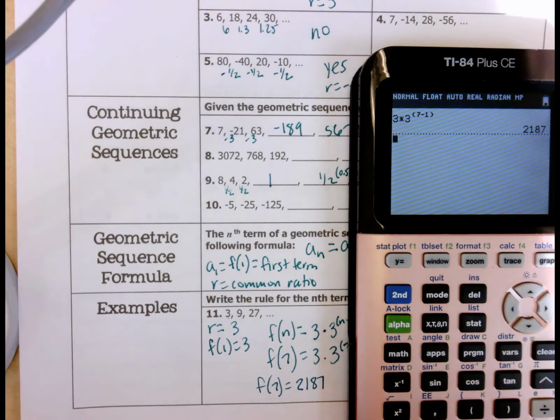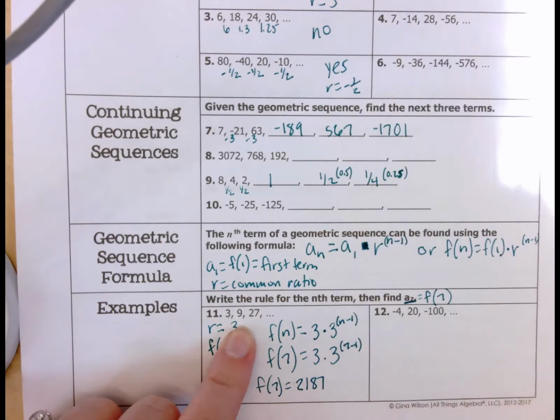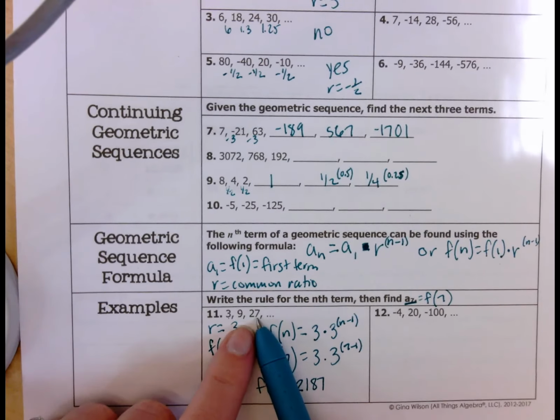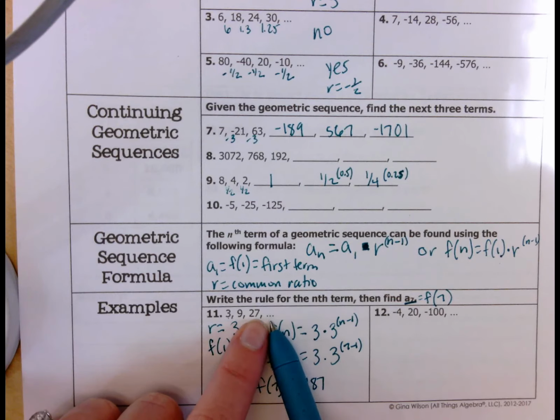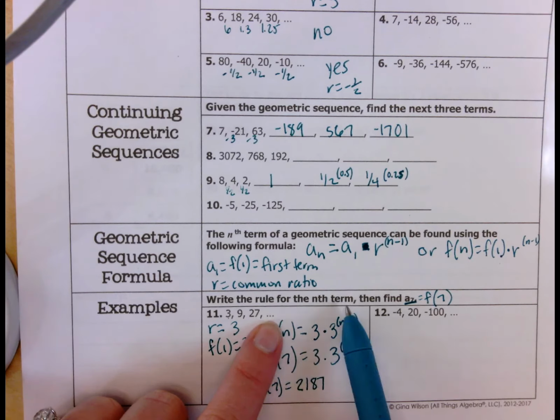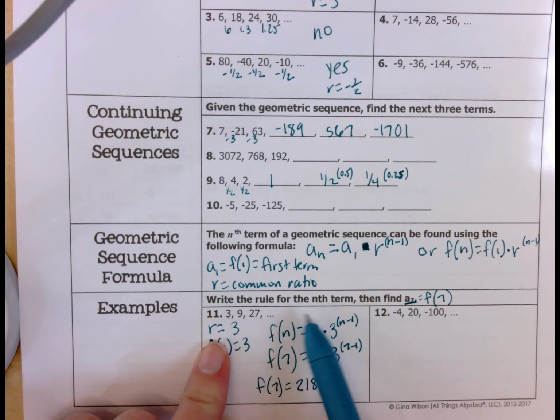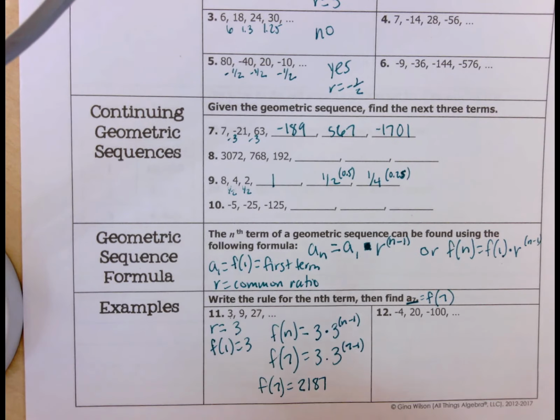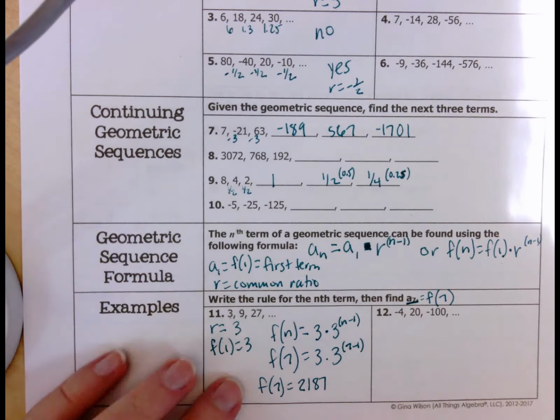That means that if I continued this sequence, 3, 9, 27, multiplying each number by 3, and I kept going until I got to the 7th number, the 7th number in that sequence would be 2,187. So you're going to continue doing that on the next problems.